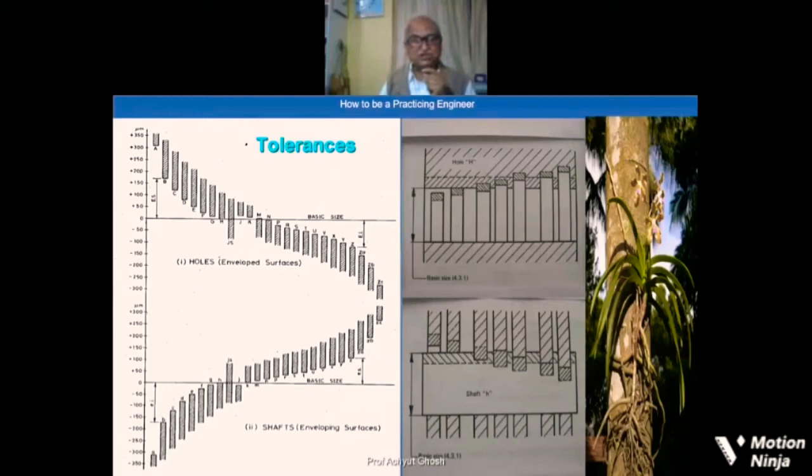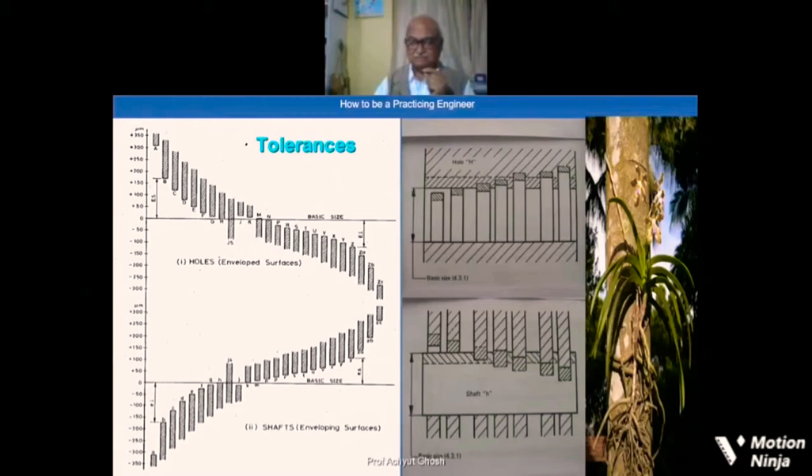This is a must to achieve any kind of assembly in the field of engineering: tolerances. There could be books on it, there are standards on it. We have IS 919 on tolerances, part 1, part 2, part 3.